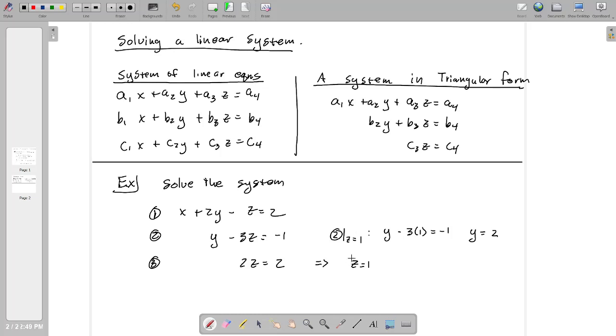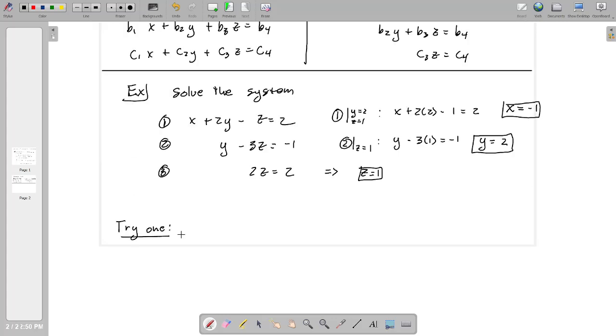So now I have z is equal to 1, y is equal to 2. I just need to figure out what x is. But since we know what z and y are, we can plug them both in. Y is equal to 2, z is equal to 1, and we plug them both into equation 1, and we get x plus 2 times 2 minus 1 is equal to 2.